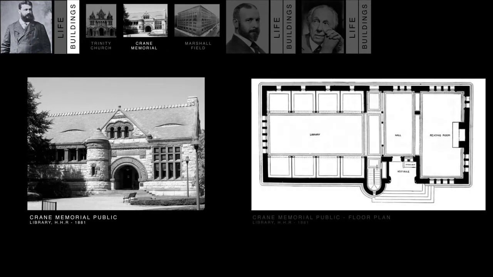Here you see the Crane Memorial Public Library, in Quincy, Massachusetts, built in 1880. In this building, Richardson used abstract geometric forms for designing this building, emphasizing the idea that the aesthetic comes from an honest expression of the spaces, materials, and structure.